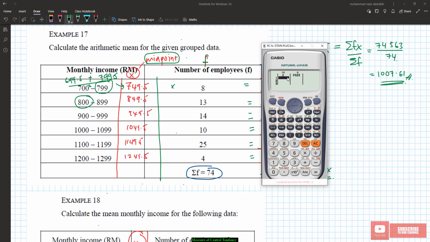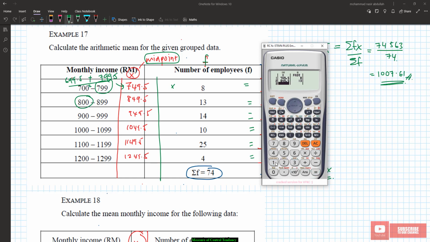So now by having this display, you see X here 749.5, equal, so you will enter it here. So put here frequency is equal to 8, right? You enter the same procedure for the rest of the values, right? So this one should be 13.